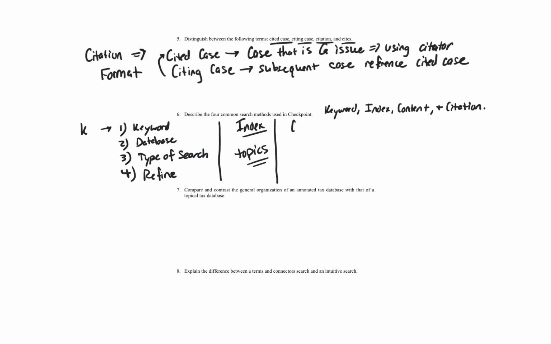The next one is the content search, which is short for table of contents. It pretty much goes through the Internal Revenue Code or a secondary source by table of contents. That's really what it is.